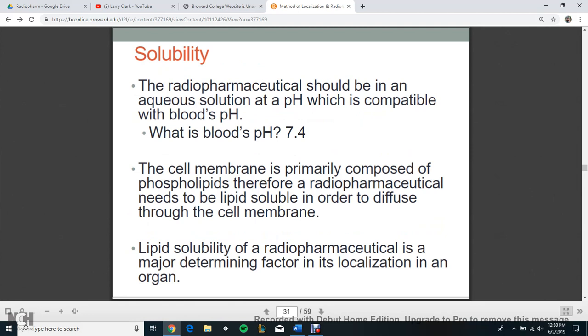Solubility. The radiopharmaceutical should be in an aqueous solution at a pH which is compatible with the blood's pH. The blood's pH is 7.4. The cell membrane is primarily composed of phospholipids, therefore a radiopharmaceutical needs to be lipid soluble in order to diffuse through the cell membrane. Lipid solubility of a radiopharmaceutical is a major determining factor in the localization in an organ.